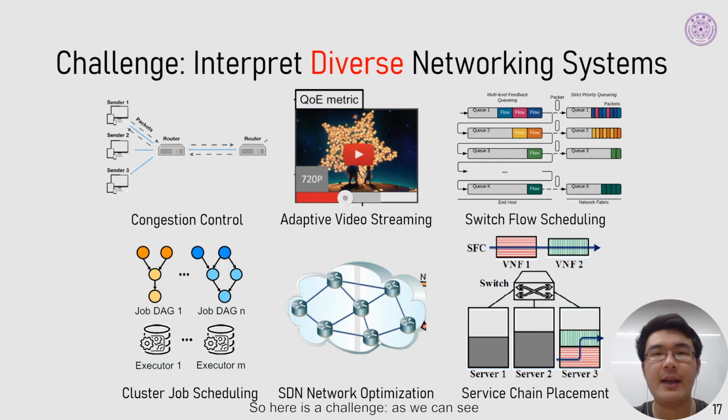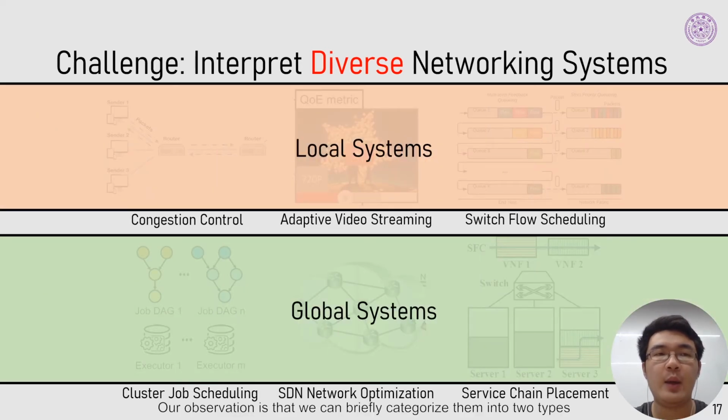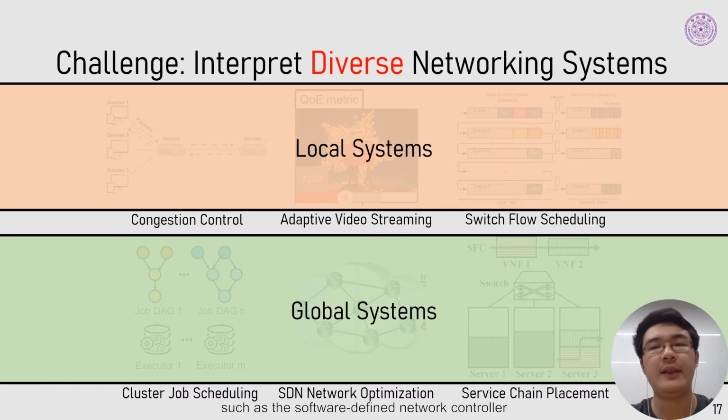So here's the challenge. As we can see, there are many scenarios under the umbrella of networking systems. How can we interpret those diverse systems? Are there any similarities among them? Our observation is that we can briefly categorize them into two types: local systems and global systems. Local systems collect information locally and make decisions for one instance only, such as the congestion control agent on end devices. And global systems aggregate information across the network and make global planning for multiple instances, such as the software-defined network controller.